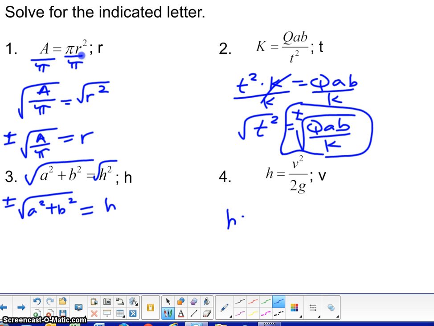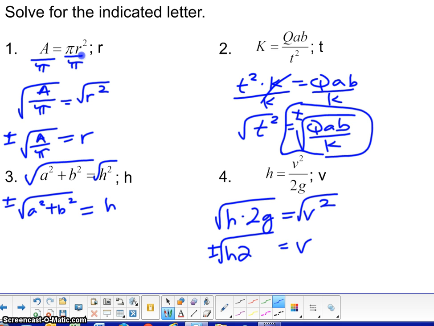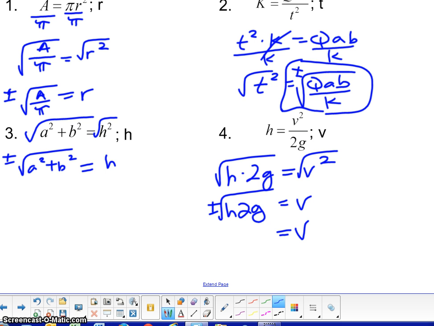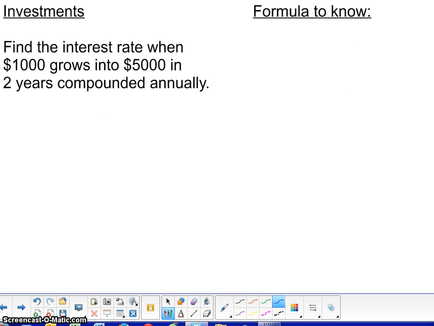Okay, so if you multiplied both sides by 2g and then took the square root, you are correct. Don't forget the plus or minus. And then actually a better algebraic way to write this would be plus or minus the square root of 2hg. Okay, so that's formulas. Now for a couple of word problems.